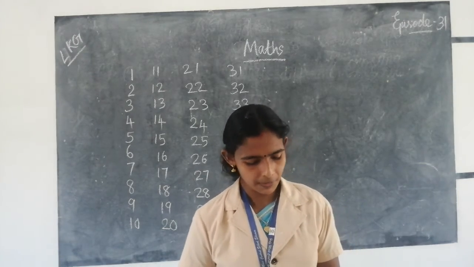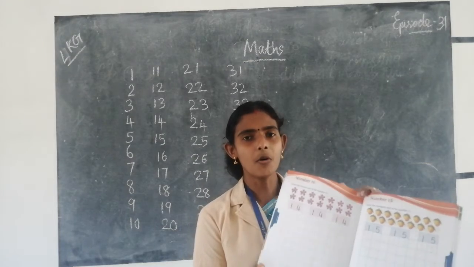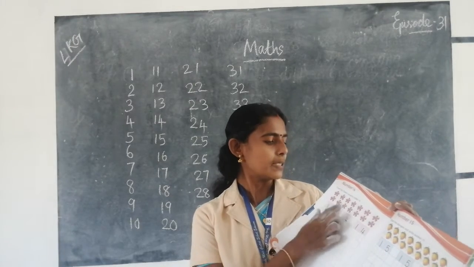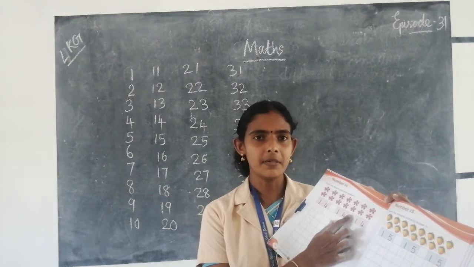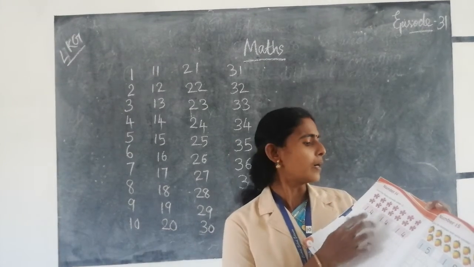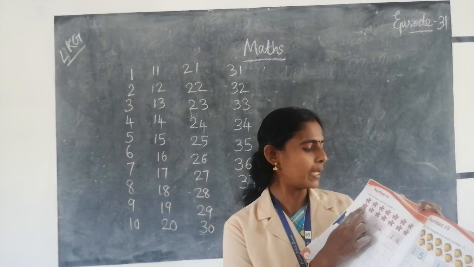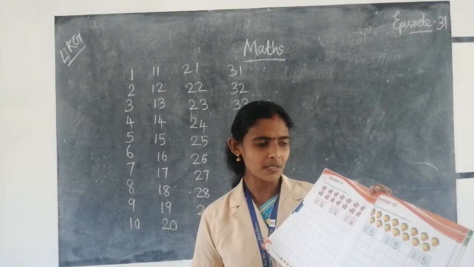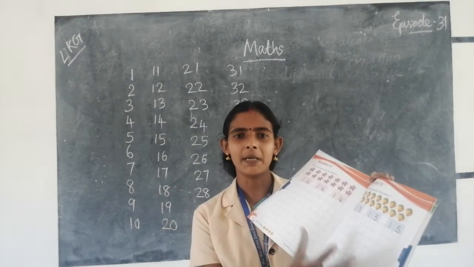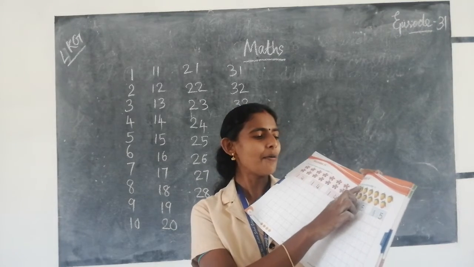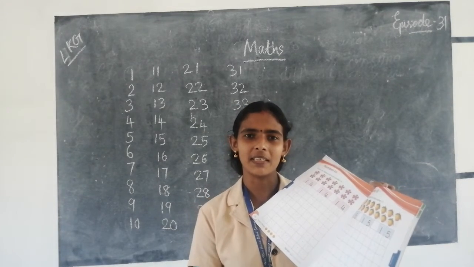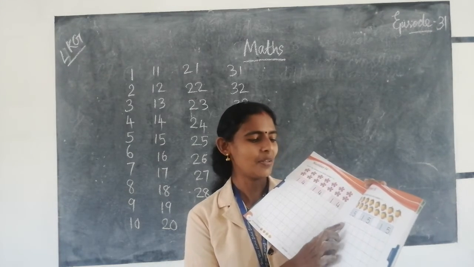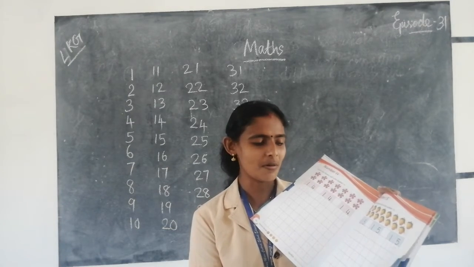Next, page number 64. Number 14. Count the flowers and write number 14. See, there are 14 flowers. So you have to write number 14 in all boxes. Next, number 15. Count the mangoes and write number 15. See, there are 15 mangoes. So you have to write number 15 in all boxes.